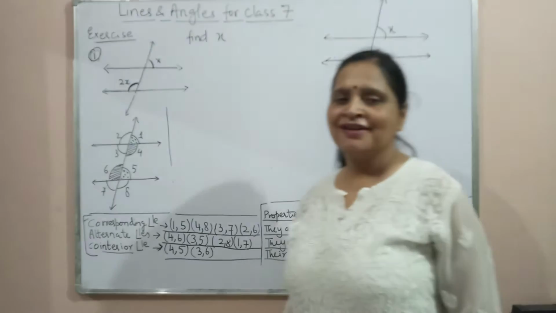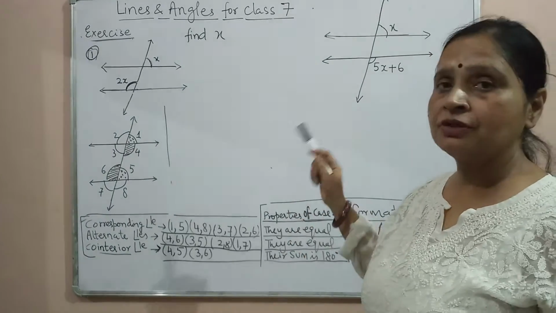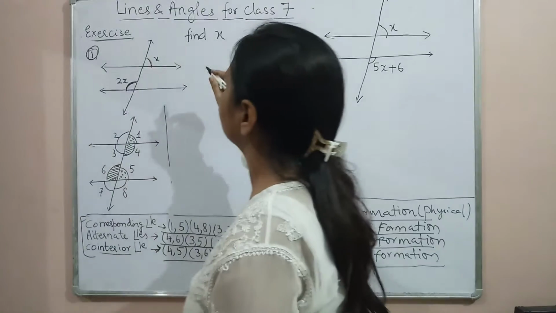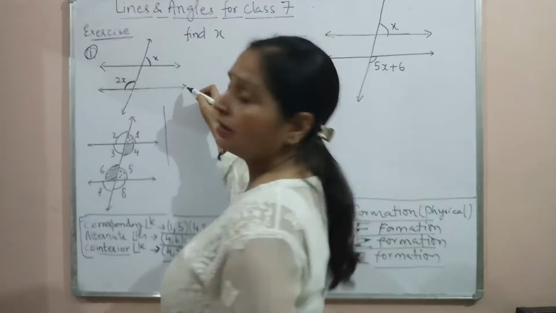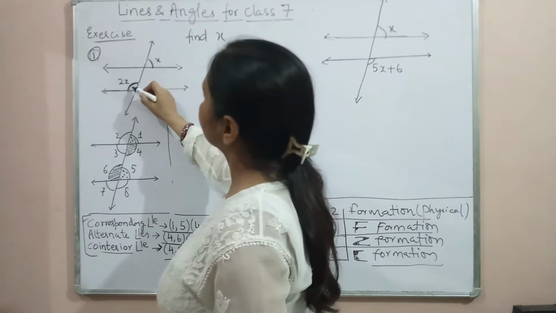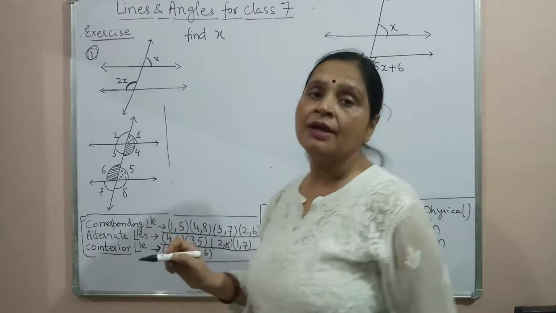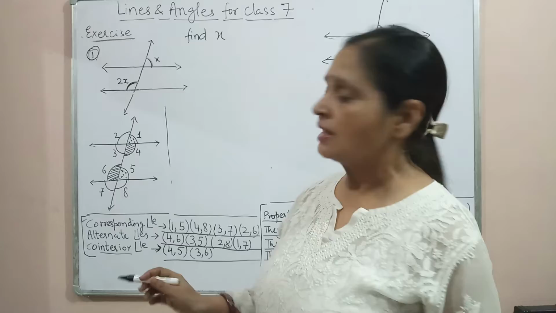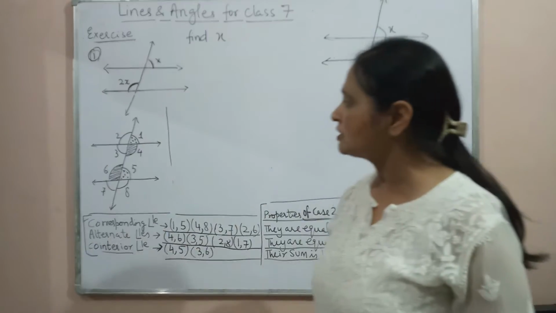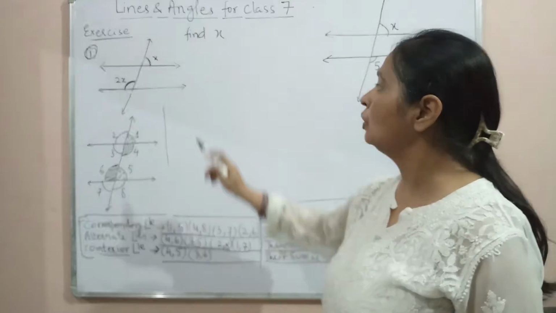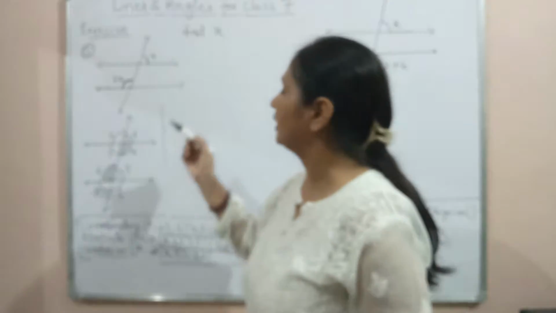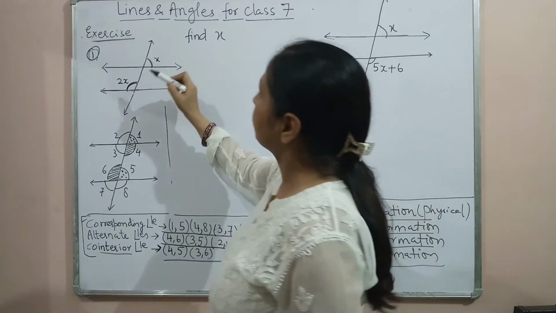Hello students, now let us finish off this chapter. If we see the first question here, we have these two parallel lines and we have been given this angle and this angle. Now you can see we have already studied the pairs of angles, and these are the three pairs of angles which we have studied. We also know the positioning of these pairs of angles.